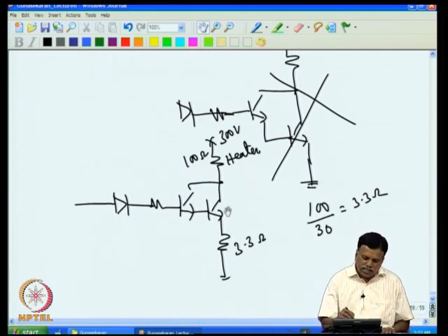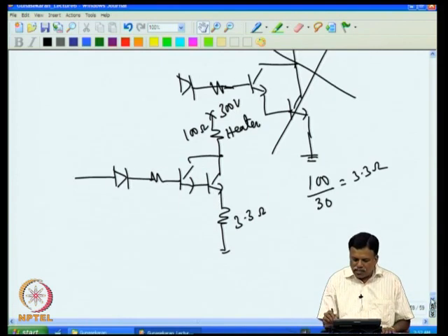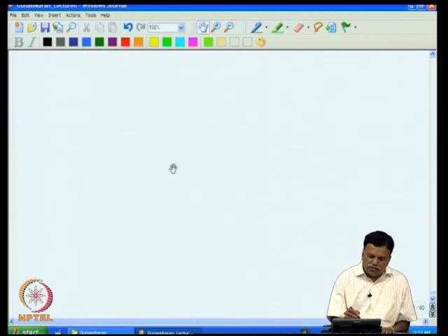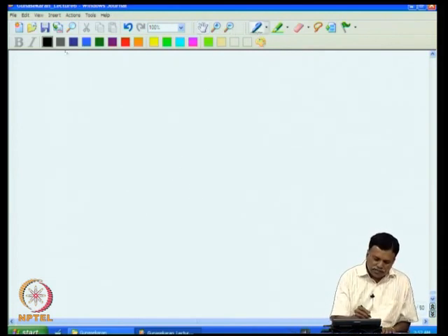In addition to that, there will be a large power dissipation across this. 300 volts is there, and if only about 100 volts is present here, the remaining 200 volts will be across this, and that will produce a very large amount of heat. Nevertheless, it can still be used, or if you want to avoid this small problem that you are facing, this circuit can still be improved in the following manner.